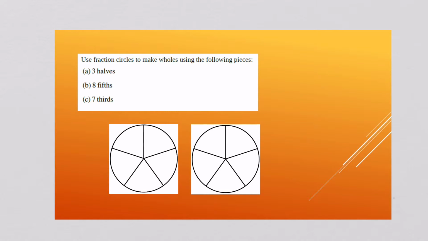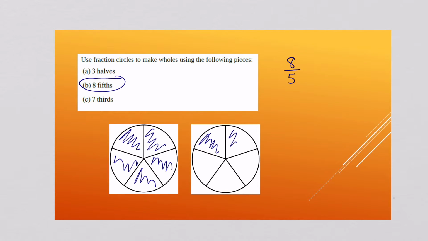Okay, so on part B of this one, it says 8/5. That is written like this, 8 out of 5. So that means each of your circles is cut into 5 pieces, but we want 8 slices. So here's 1, here's 2, here's 3, 4, 5, 6, 7, and 8.